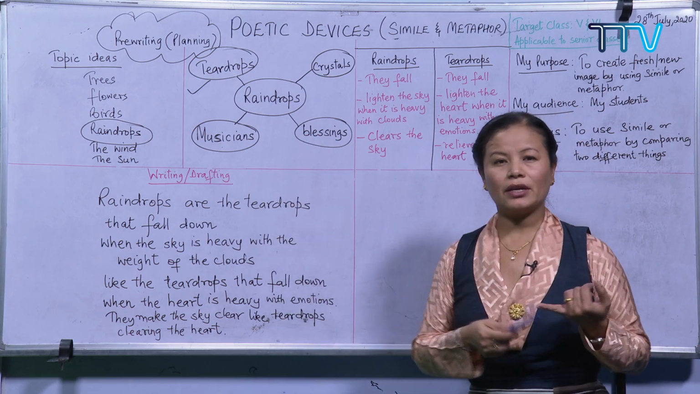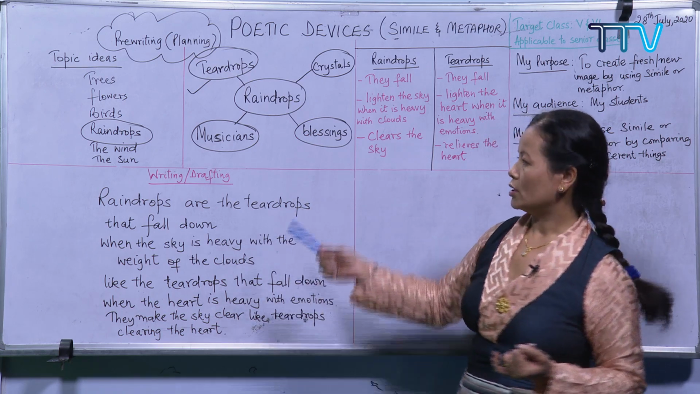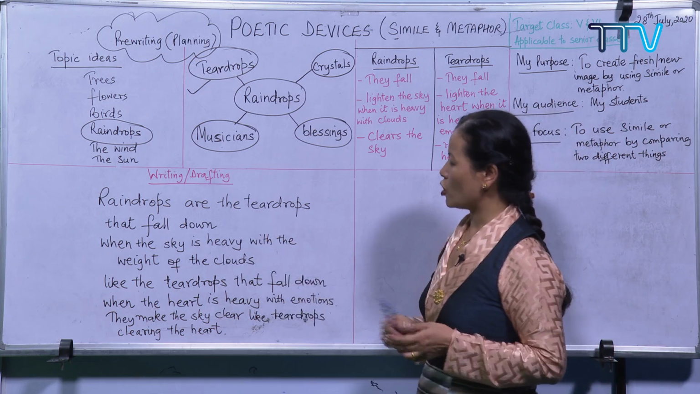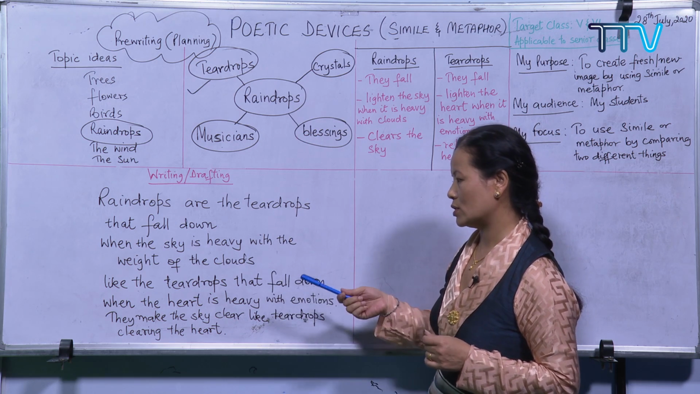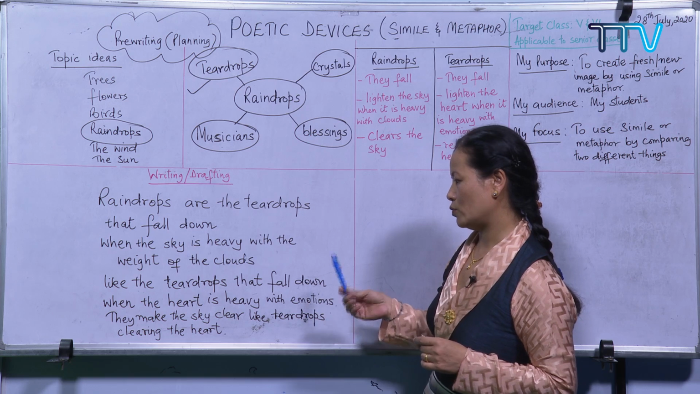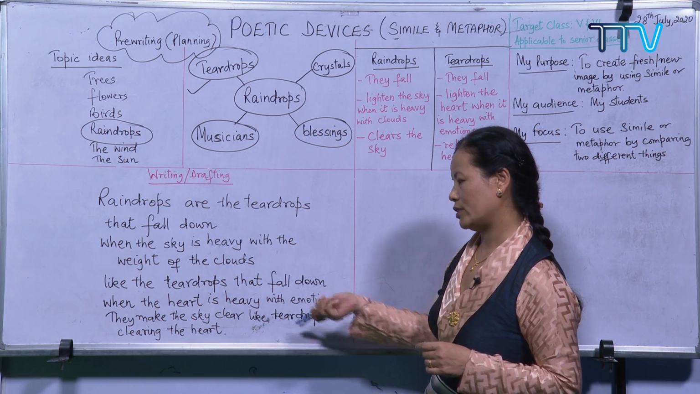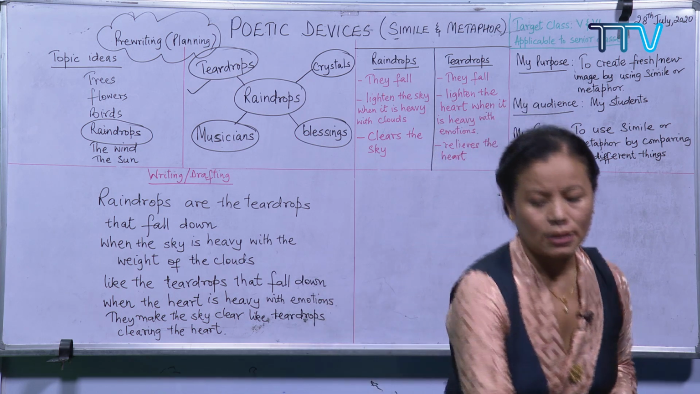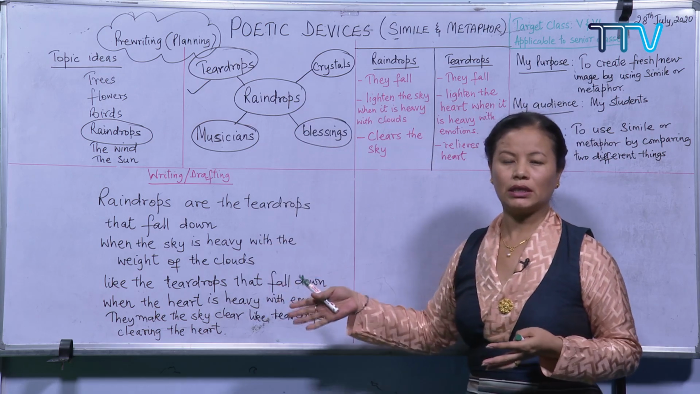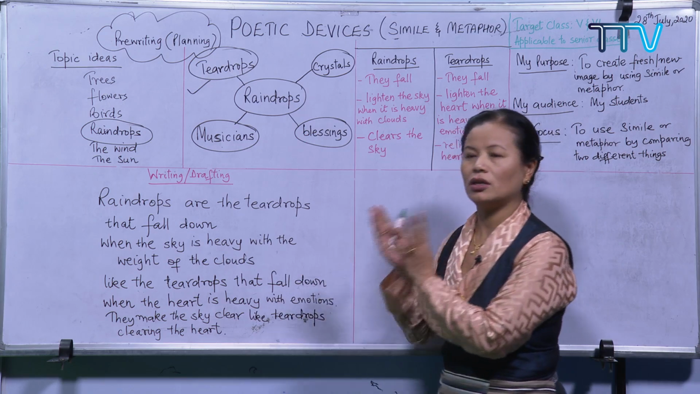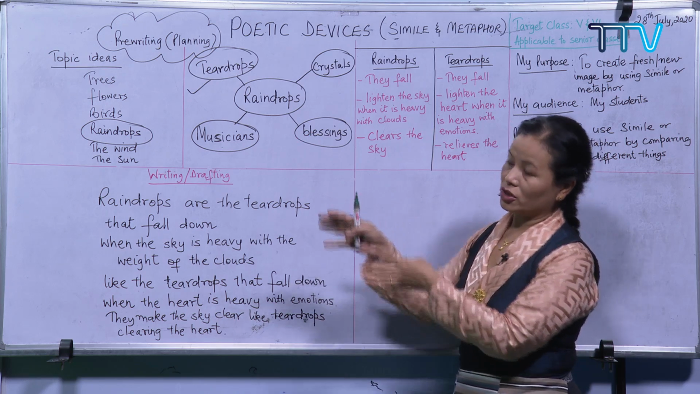The first step for revising is to read what you have written. So, I am just going to read. Raindrops are the teardrops that fall down when the sky is heavy with the weight of the clouds, like the teardrops that fall down when the heart is heavy with emotions. They make the sky clear like teardrops clearing the heart. So, for revising, I can think of what to delete, if there is any particular word or phrase that is not required, or can I just restructure the way it is written.